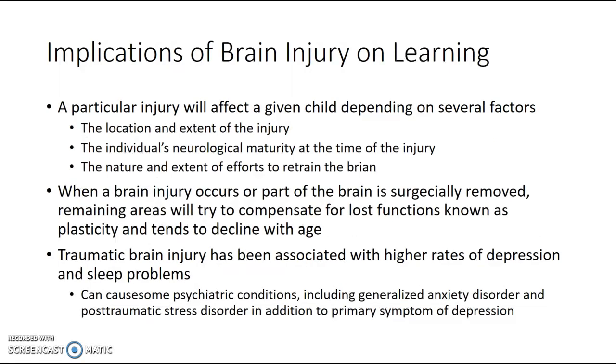A particular injury will affect a given child depending on several factors: the location and extent of the injury, the individual's neurological maturity at the time of the injury, and the nature and extent of efforts to retrain the brain. When a brain injury occurs or part of the brain is surgically removed, remaining areas will try to compensate for lost functions, known as plasticity, and this tends to decline with age.